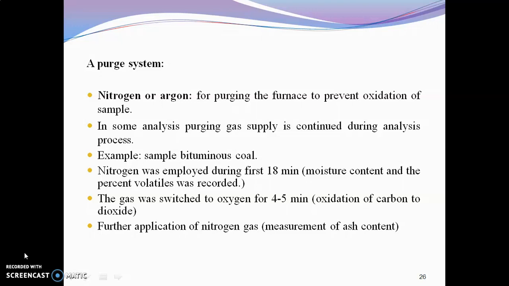In some analyses, the purging gas supply is continued during the analysis process. For example, with a bituminous coal sample, nitrogen was employed during the first 18 minutes. The moisture content and the percent volatile are recorded. Then the gas was switched to oxygen for 4 to 5 minutes, and further application of nitrogen gas again is possible. So finally the measurement of ash content we can do, and the purging system plays a very major role in it.